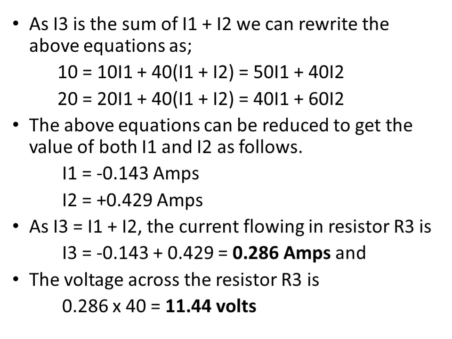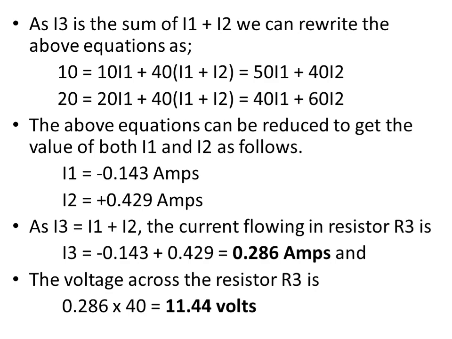I3 is the sum of I1 plus I2. We can rewrite the equations as 10 is equal to 10 I1 plus 40 into I1 plus I2, which is 50 I1 plus 40 I2. 20 is equal to 20 I2 plus 40 into I1 plus I2, that is equal to 40 I1 plus 60 I2. The above equations can be reduced to get the values of both I1 and I2 as follows.